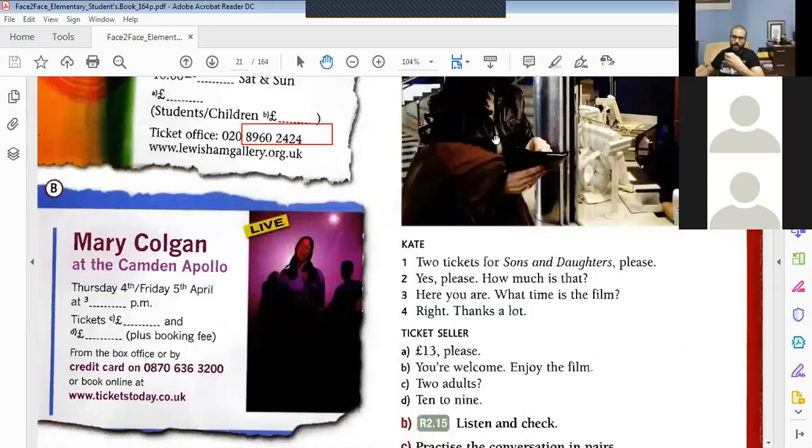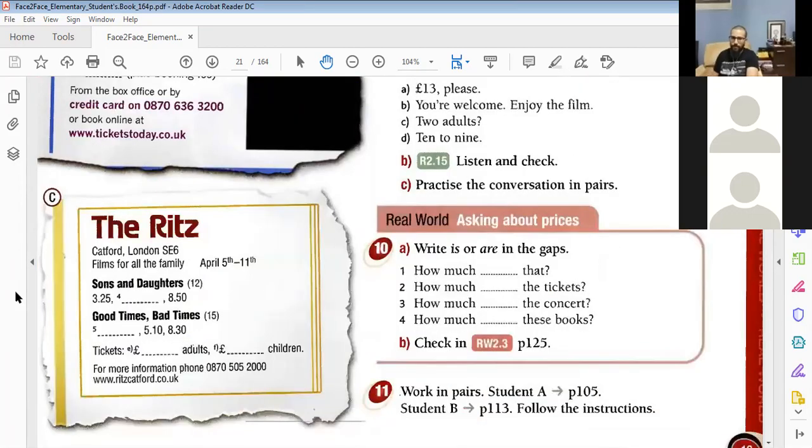Okay, so that's two tickets for the Mary Colgan concert at the Camden Apollo on Friday the 5th of April at 7:30 p.m. Yes, that's right. How much are the tickets? C.